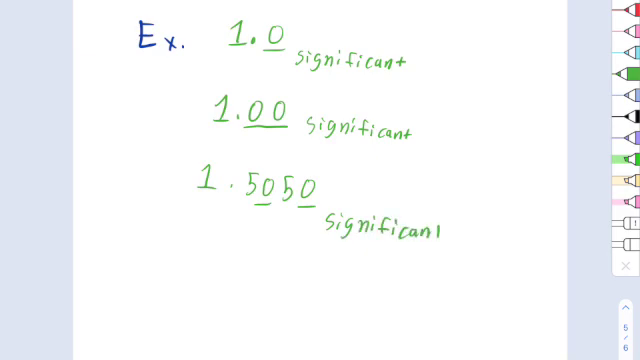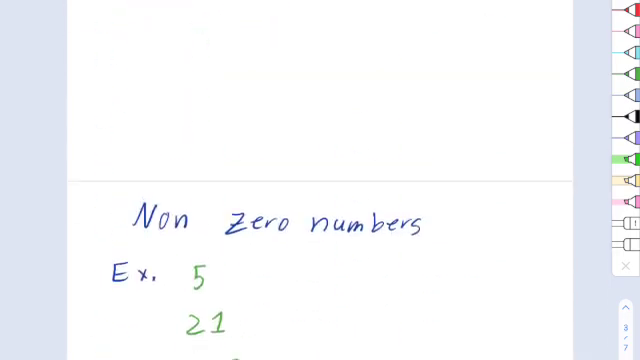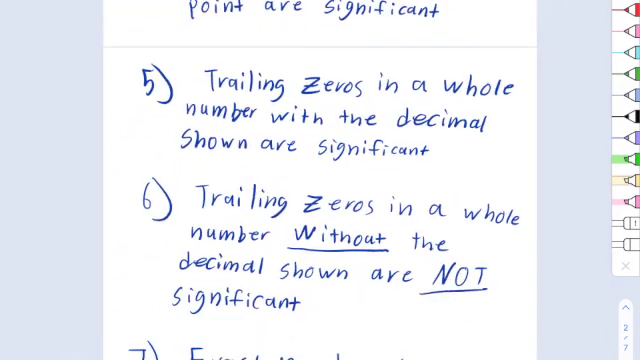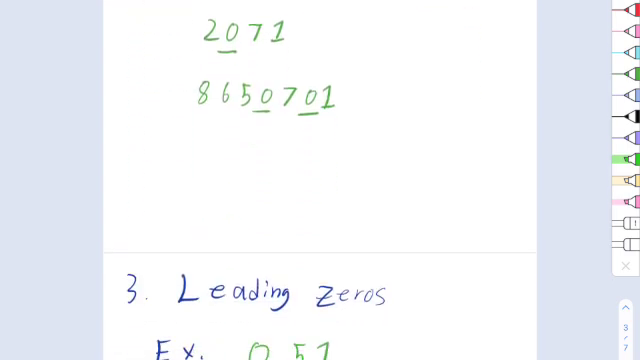Then how about trailing zeros in whole numbers? Number 5 talks about trailing zeros in whole numbers, but with a decimal. Number 5 says, trailing zeros in a whole number with a decimal shown are significant. What this means is, well, let's take a look at the example.